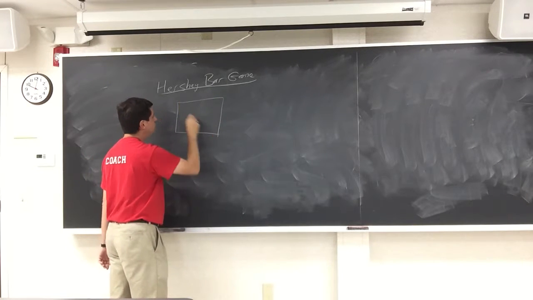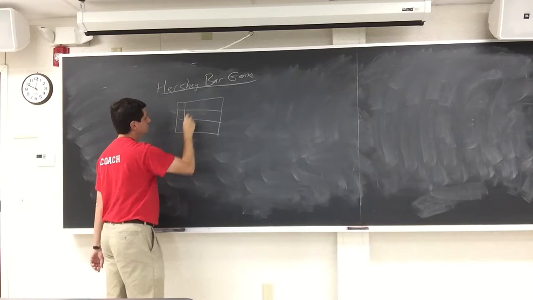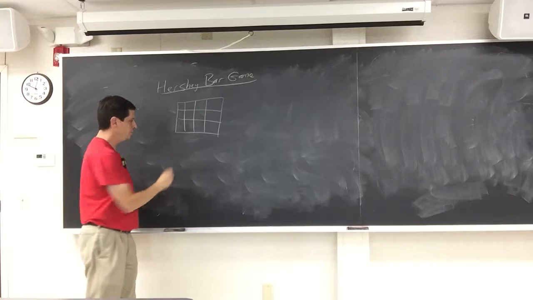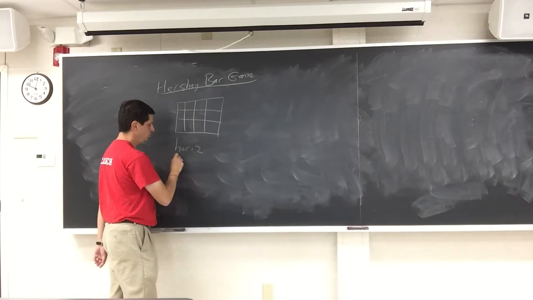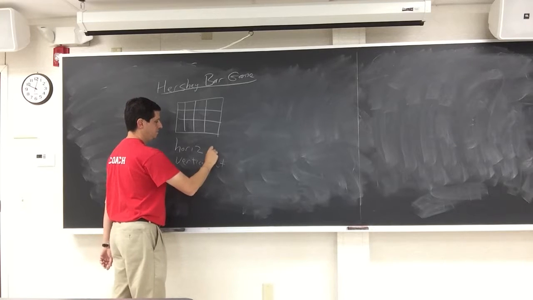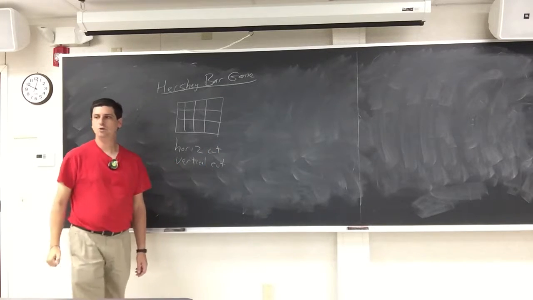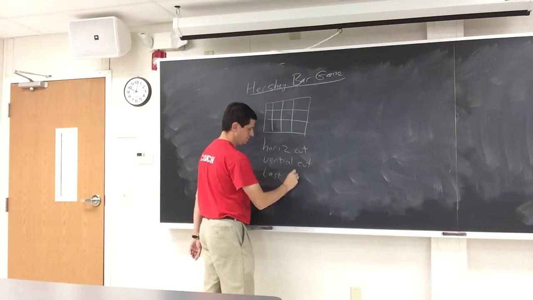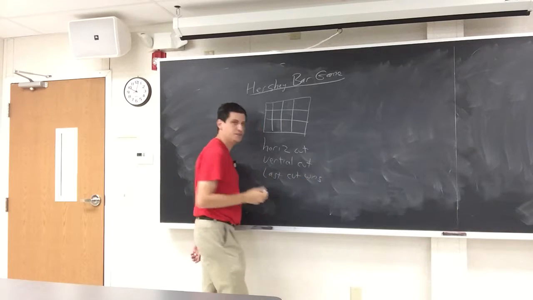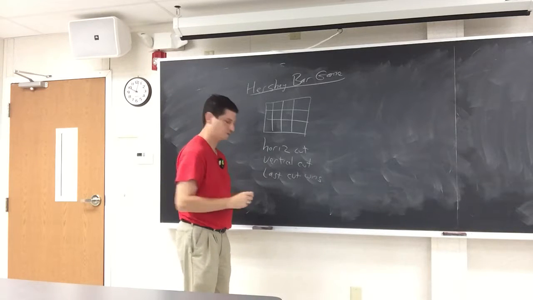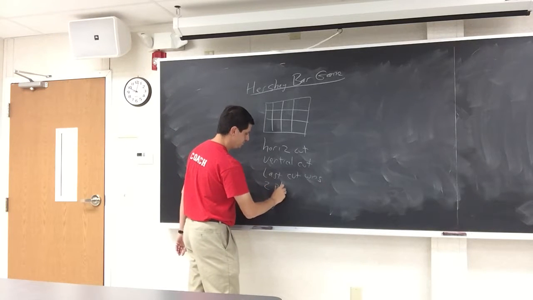So the way the game works is as follows. You have an m by n grid. And then on each turn, you make either a horizontal or a vertical cut. And then whoever makes the last cut wins. Obviously, it's two players and alternate. Yes. Two players.